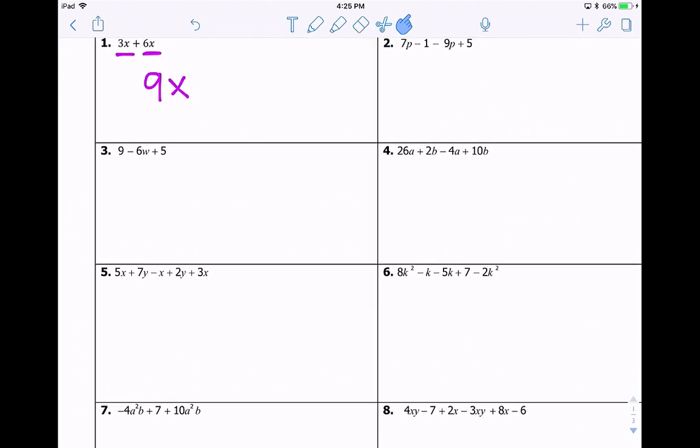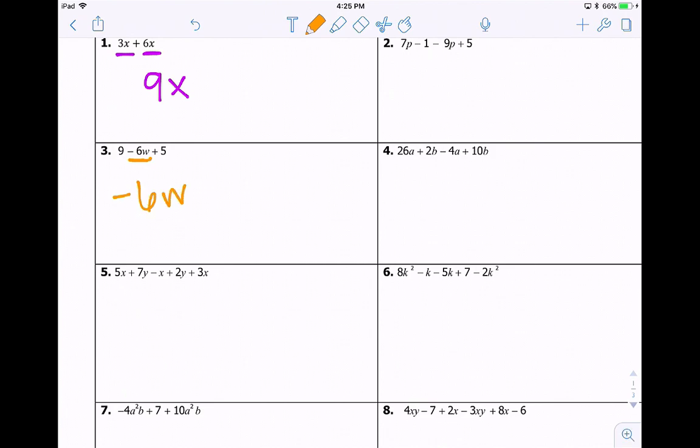All right, on number 3, you'll see that we have 9 minus 6w plus 5. So we have both variable terms and constant terms. Again, variable terms go with variable terms, constants go with constants. I'm always going to start with the variable term, so we have a negative 6w. There are no other w's. 9 doesn't have a w, 5 doesn't have a w. So we're just going to leave negative 6w by itself. We write negative 6w.